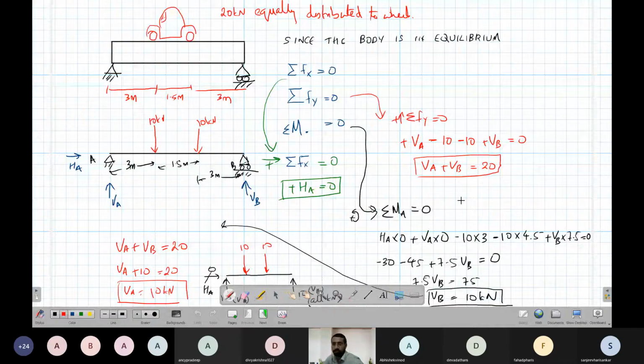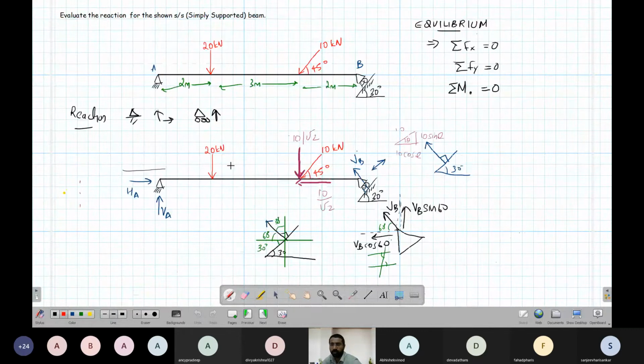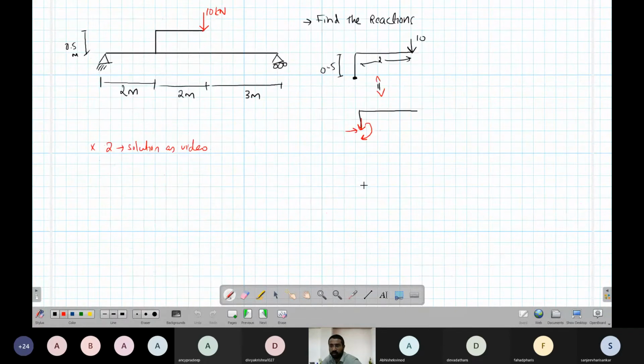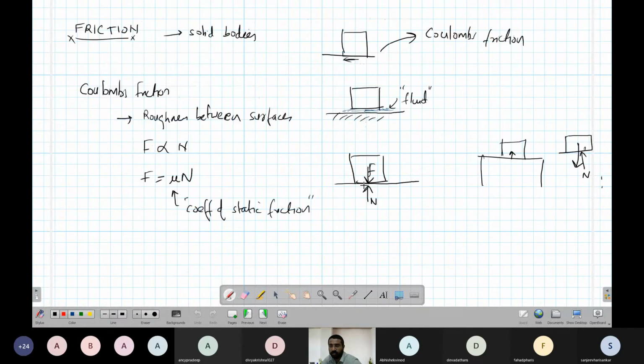So yesterday we solved two problems on multiple loads, in inclined support: multiple loads, one inclined load and inclined support. I hope this is clear to you. I told you we have to make it a little bit more complicated.